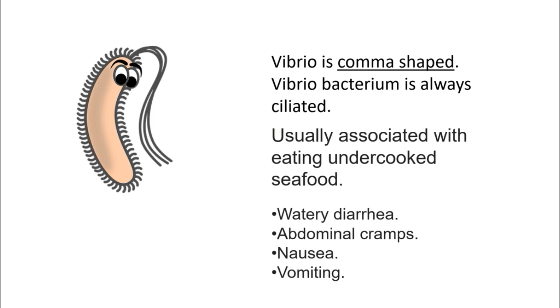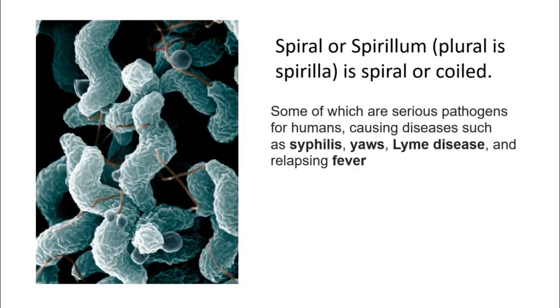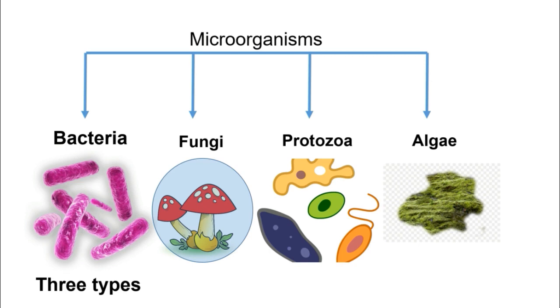The last one is spiral shaped. They are like a coil, spiral shaped. They also are pathogens, and very serious pathogens. So these are the different types of bacteria we have found. Remember, bacteria is plural and bacterium is singular. Okay. The next one is fungi.